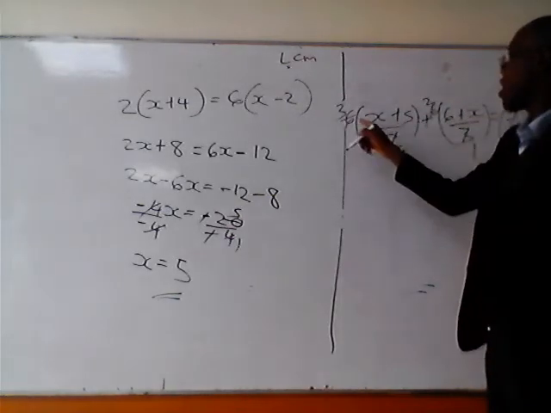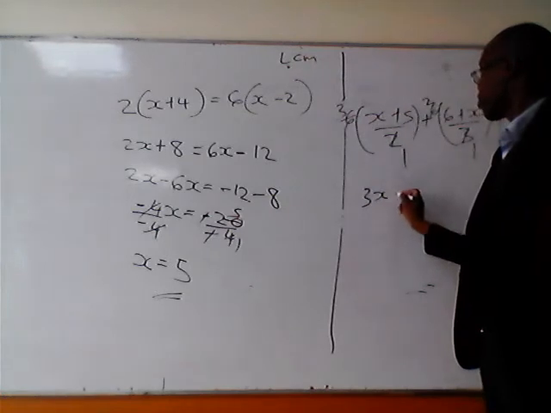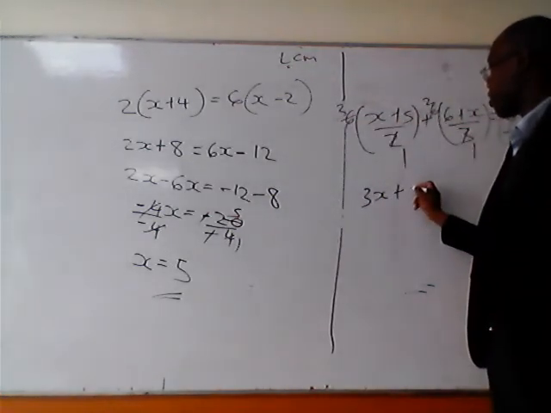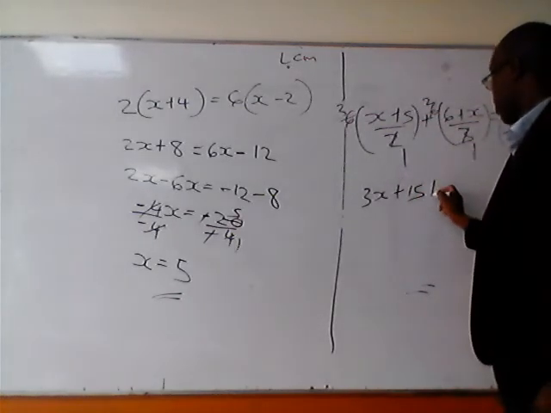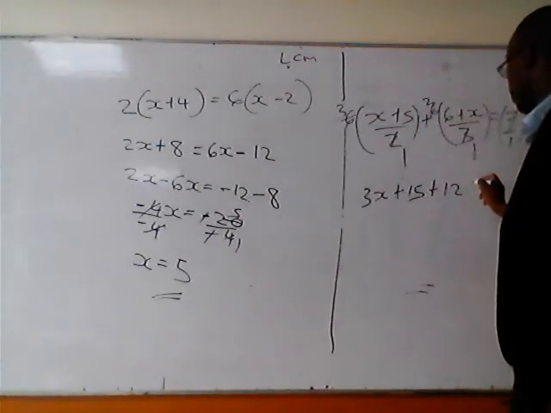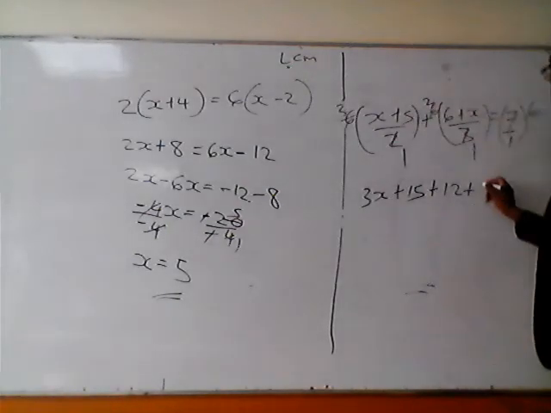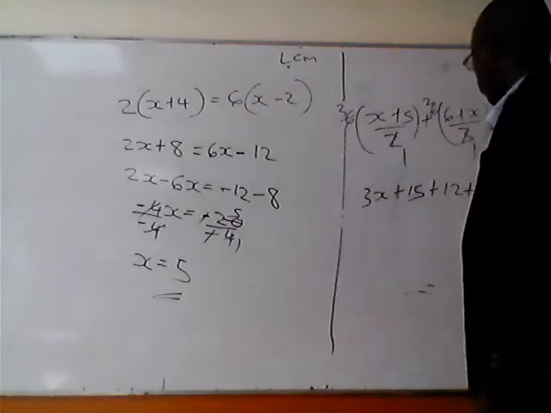That way you can have 3 times x, which will be 3x, plus 3 times 5, which is going to be plus 15. And then plus 2 times 6 is going to be 12. And then plus 2 times x, which is plus 2x, is equal to 7 times 6, which is going to be 42.